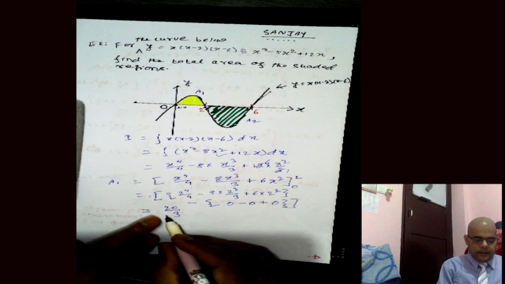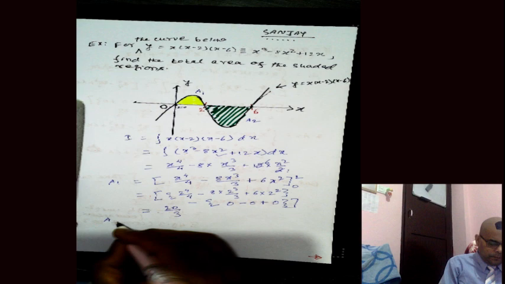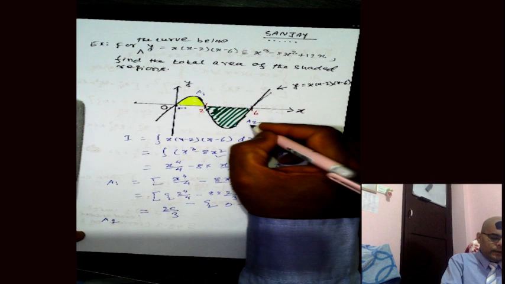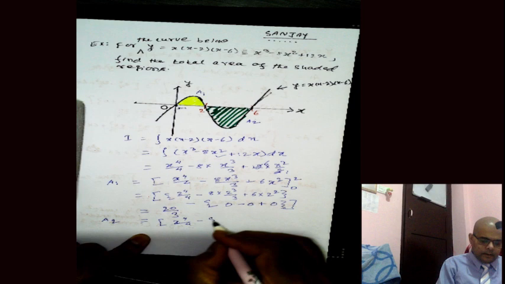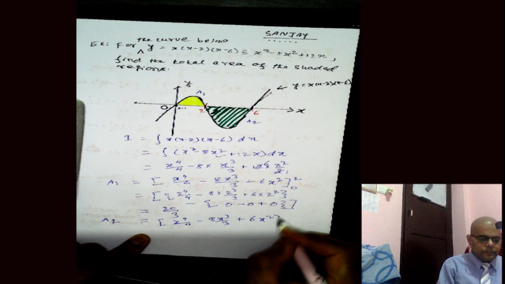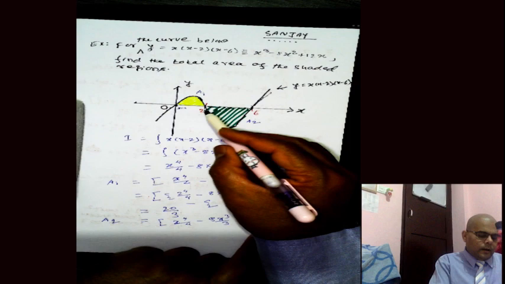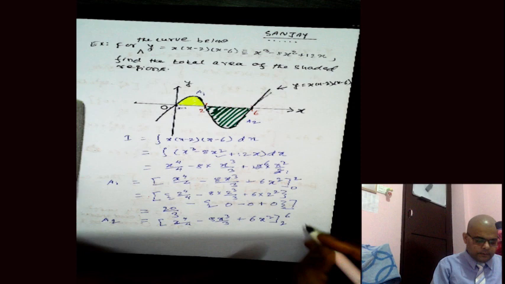And if you'd like to find A2, for example, A2 means the area of this shaded region. For A2, you can use the same integration here: x to the power 4 by 4 minus 8x cube by 3 plus 6x square. But in this case, the range of values of x has changed here from 2 to 6. So it's from 2 to 6. We do the same procedure now.